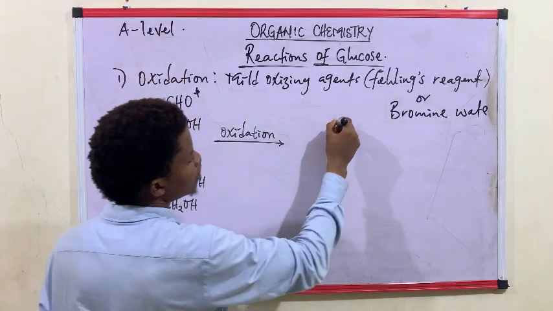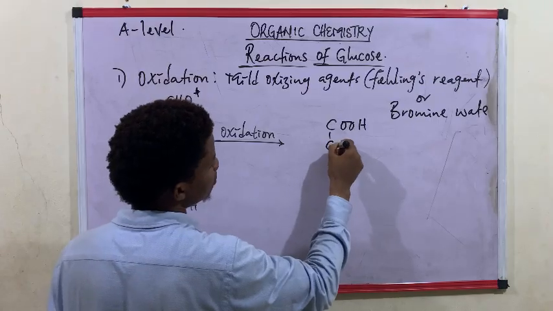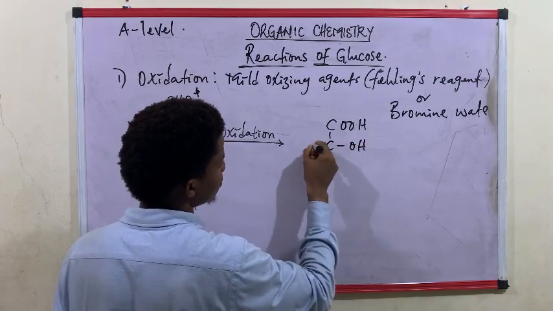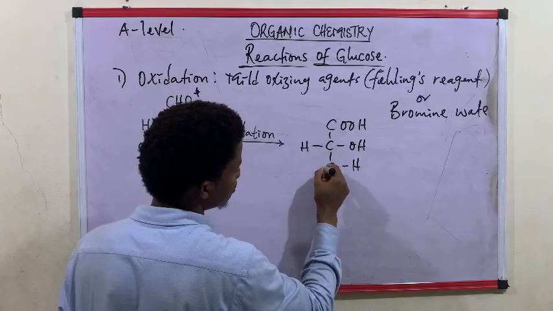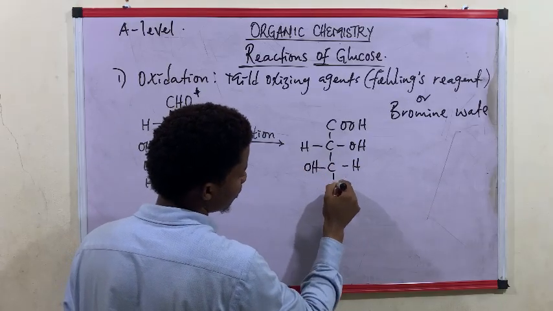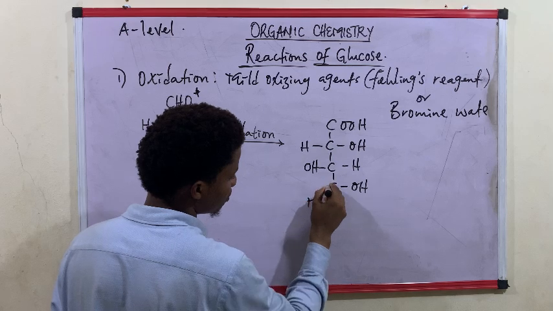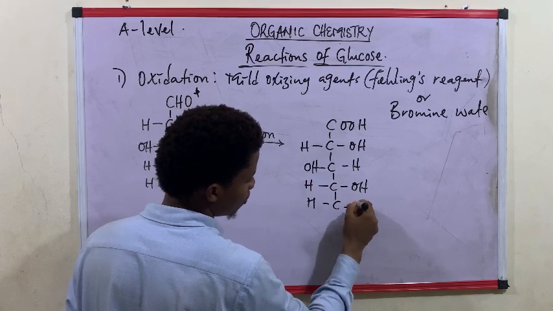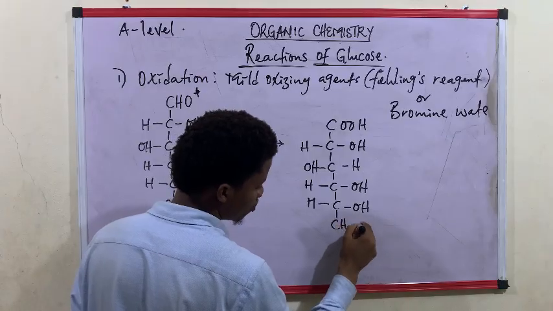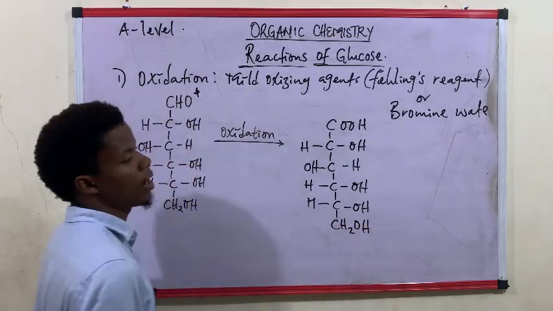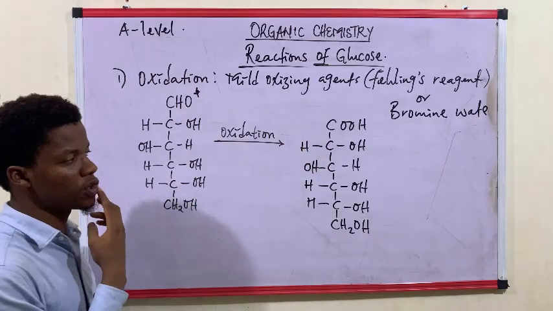So we're going to have COOH, then CHOH, CHOH, CHOH, and then CH2OH. So this is what we have, all right? So this is what we are going to get for the mild oxidation.